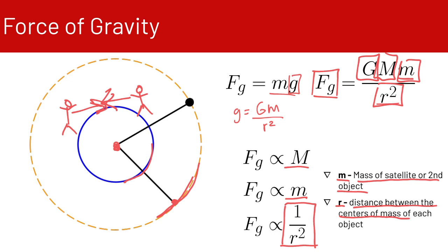Or we could figure out the force of gravity between the sun, which would be the big circle here, and the Earth, which would be the little circle here. So the big M would be the mass of the sun, little m would be the mass of the Earth. The distance, r squared, would be the distance between the center of mass of the sun and the center of mass of the Earth, times big G. Multiply those together, and you would get the force of gravity between the Earth and the sun.